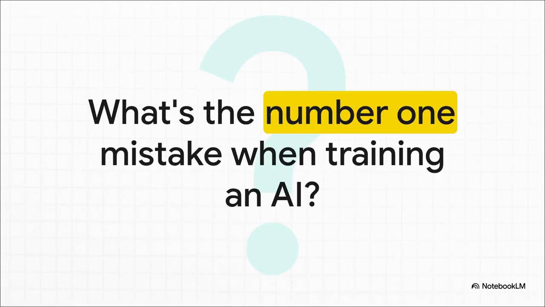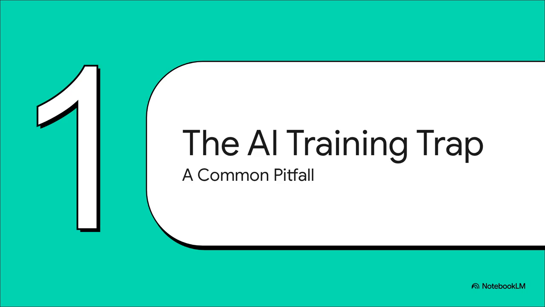So, let's kick things off with a question that honestly can make or break your entire AI project. What's that number one mistake people make right at the very beginning of their training process? Well, the answer leads us straight to a super common starting point that feels really smart and efficient at first, but it quickly turns into a massive problem. We call it the AI training trap.